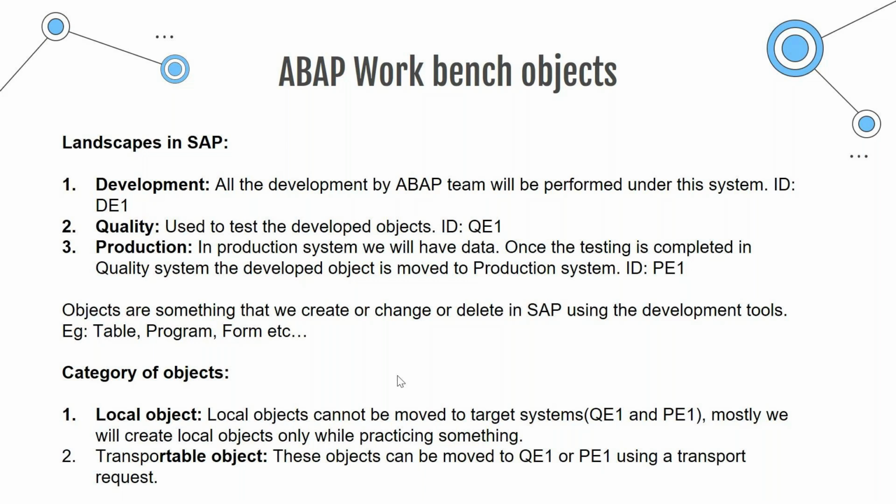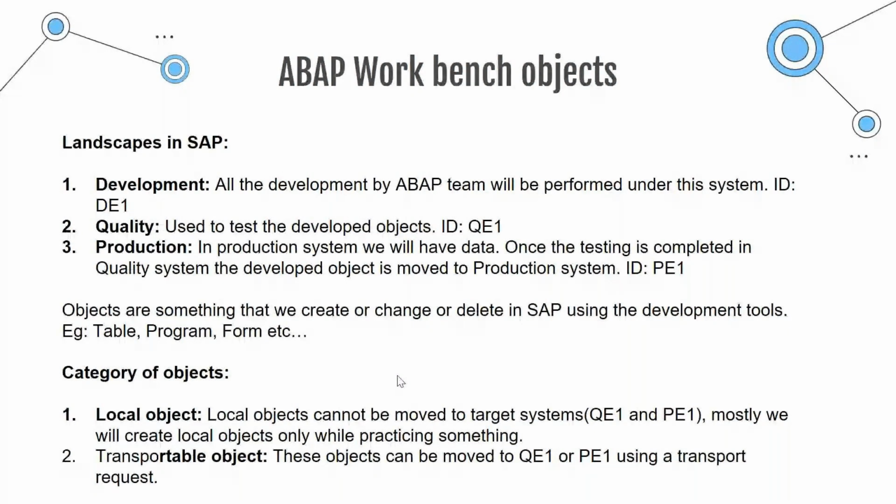Okay, done. Then we have the category of object. Object is nothing but what we call all the development things, whatever we develop in SAP. It could be a program, a table, a form, it could be anything that we create in SAP. In general we call it an object. So then, category of objects. Objects are generally categorized into two types.